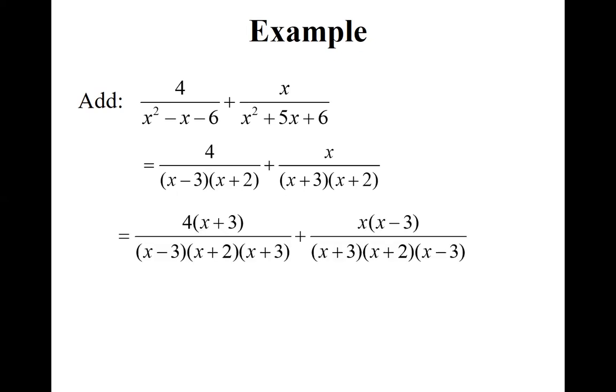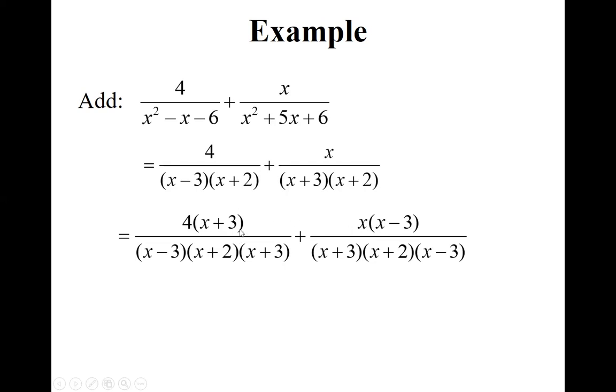So we need to rewrite both of these with that common denominator. The first denominator was just missing the x plus 3, so we multiply by x plus 3 over x plus 3. The second denominator was just missing the x minus 3, so we multiply by x minus 3 over x minus 3. Then we add across the top, keep the denominator, the common one. And we have 4 times x plus 3 plus x times x minus 3.